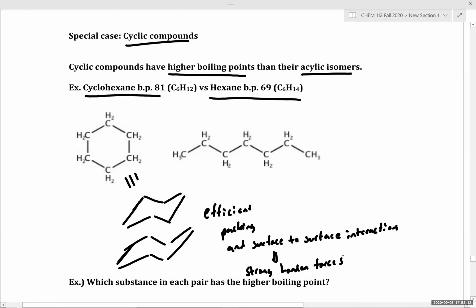So here we see another case where molecular shape has a substantial effect on physical properties such as boiling point. So it's not just dependent on the number of atoms in the molar mass, but also how your molecules can interact and the surface area available for molecules to interact. Does this make sense to everyone? Any questions on this idea?